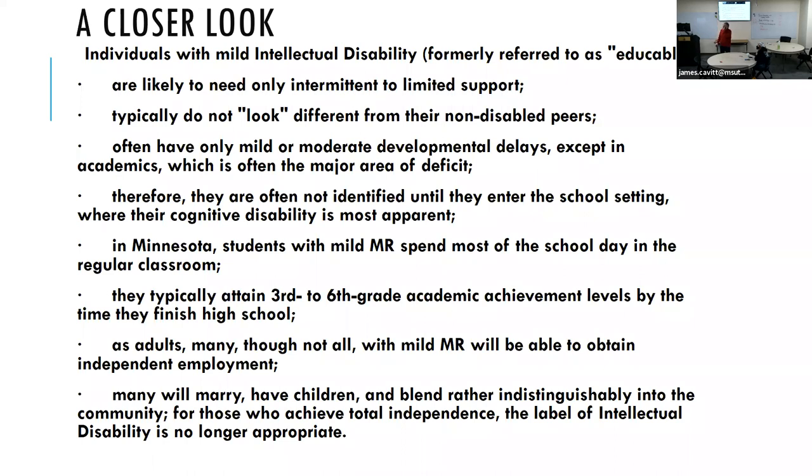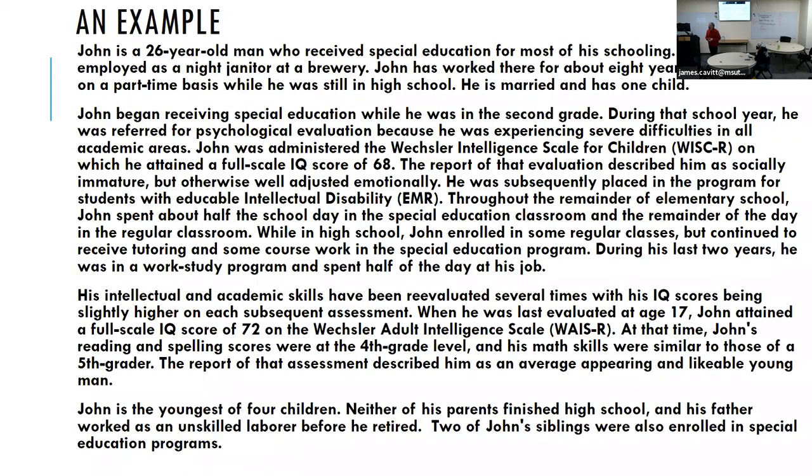Mild intellectual disability means they spend most of the school day in a general classroom. They tend to reach third to sixth grade reading and math skills. The interesting thing is that newspapers, magazines and websites are geared to a fourth or fifth grade reading level. Did you know that? So they could pretty much engage all across the world wherever they're at. Most often, these adults are independently employed, need minimal supervision, and very often they'll marry and have children, and we don't really realize that they have a cognitive disability.